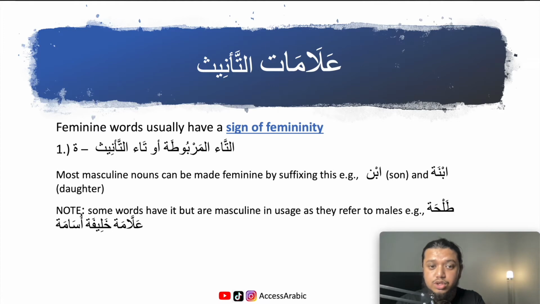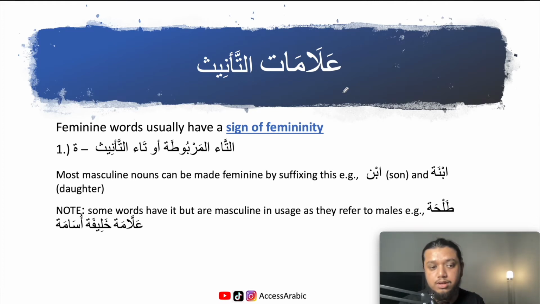Feminine words usually have a sign of femininity. This in Arabic is known as alamat at-ta'nith. Therefore, in this section, we will be focusing on alamat at-ta'nith, the signs of femininity.